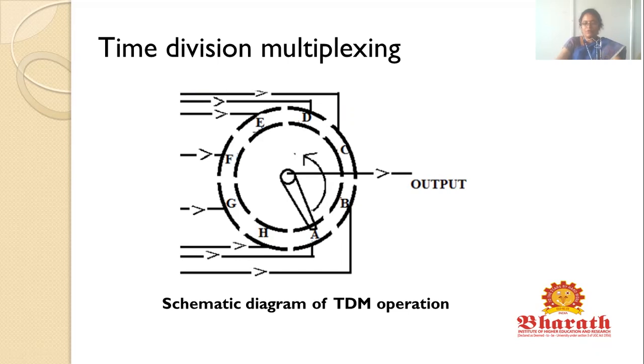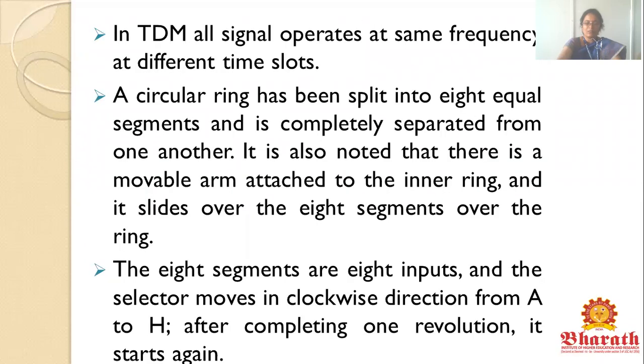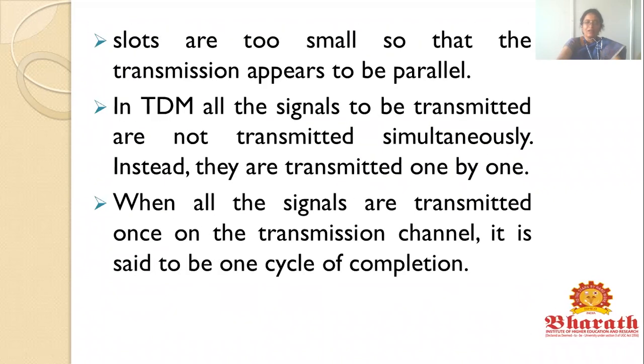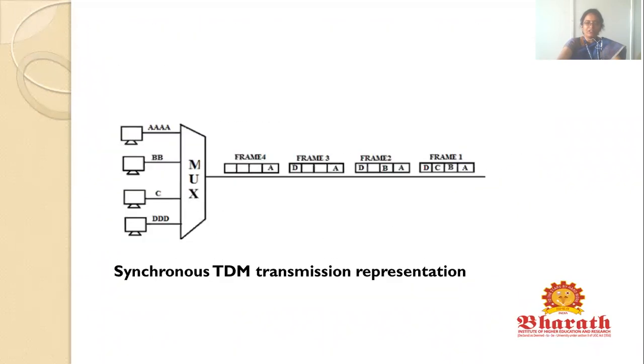There are two types of time division multiplexing: synchronous TDM, and asynchronous TDM, which is otherwise called statistical time division multiplexing or intelligent time division multiplexing. The first one is synchronous time division multiplexing.